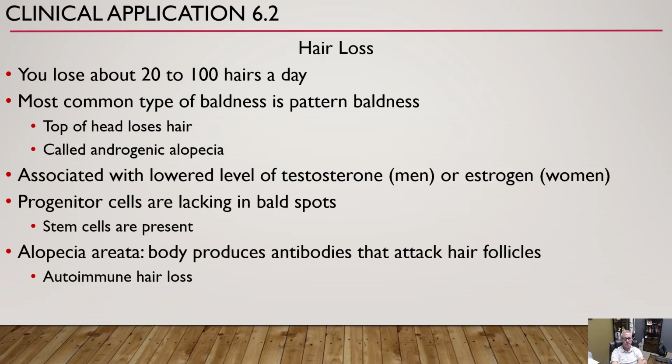We also have this thing called alopecia areata, and that's an autoimmune disease where you're going to have patchy hair loss. Autoimmune disease basically just means your body is attacking itself. So your body's attacking certain hair follicles, thinking that those hair follicles shouldn't be there, that they are foreign, and that causes hair loss.